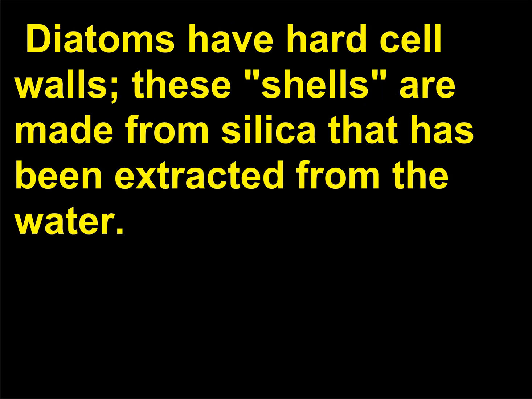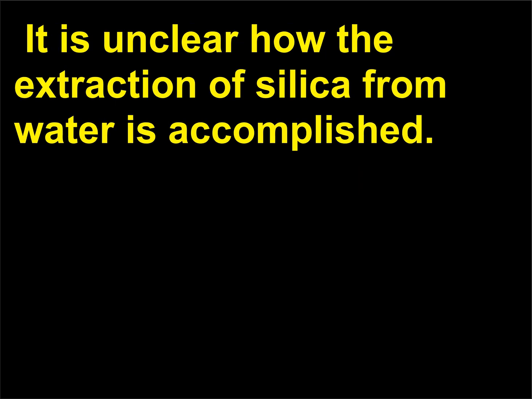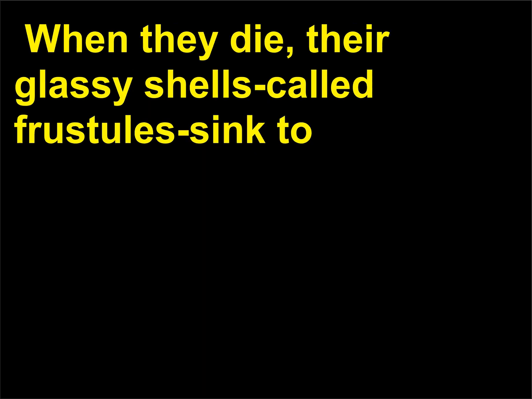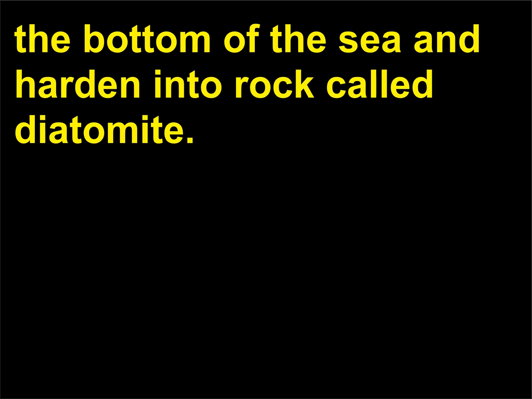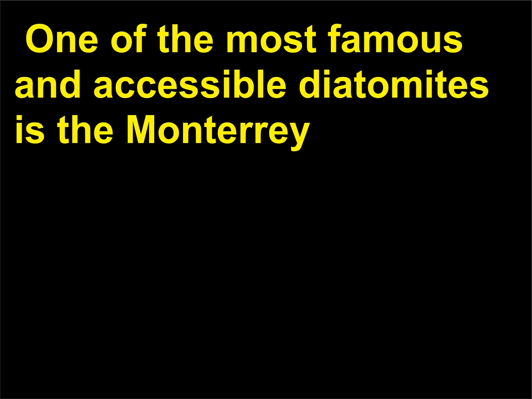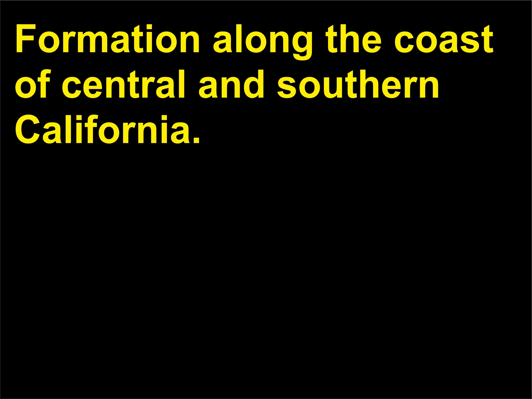Diatoms have hard cell walls. These shells are made from silica that has been extracted from the water. It is unclear how the extraction of silica from water is accomplished. When they die, their glassy shells called frustules sink to the bottom of the sea and harden into rock called diatomite. One of the most famous and accessible diatomites is the Monterey Formation along the coast of central and southern California.